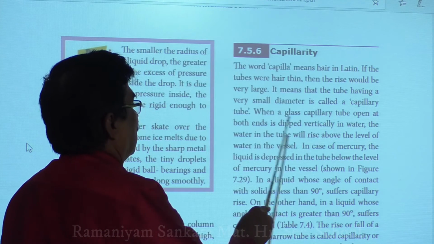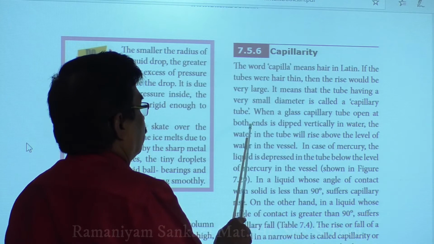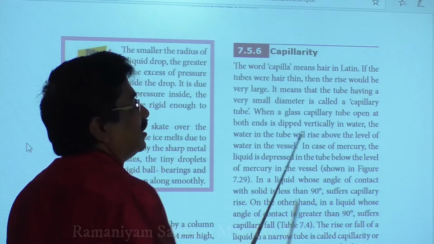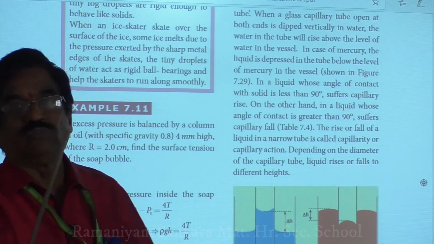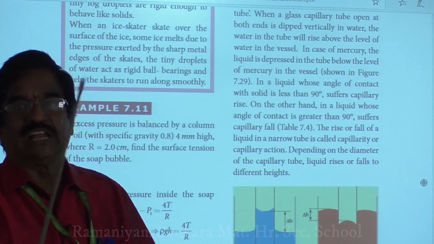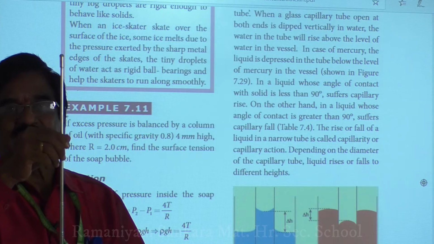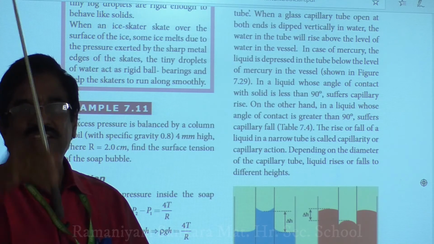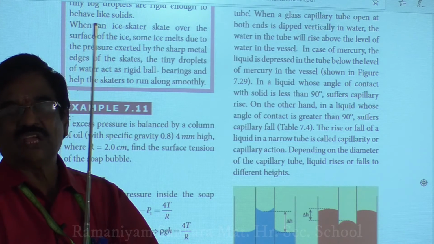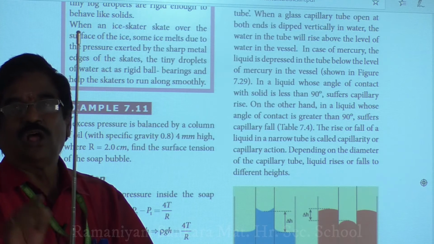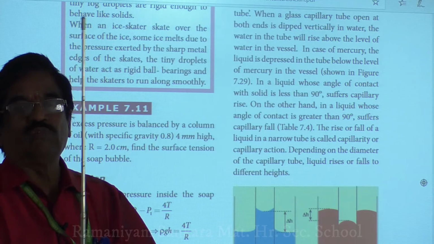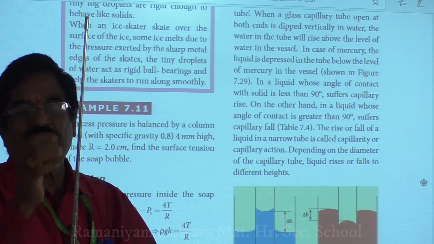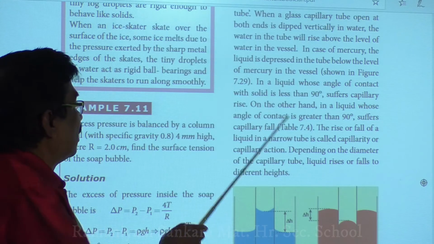Capillary rise: when a glass capillary tube open at both ends is dipped vertically in water, the water in the tube will rise above the level of water in the vessel. Take a 250 ml beaker and pour some water, and take a capillary tube from the physics lab. Take a 1 foot capillary tube and just dip it. It is open on both sides. It is a glass tube with a hole inside. If the diameter is very thin, more will rise. If it is very thick, with more diameter, it rises only a little. So that is what they have given.